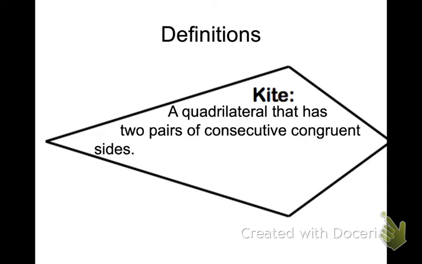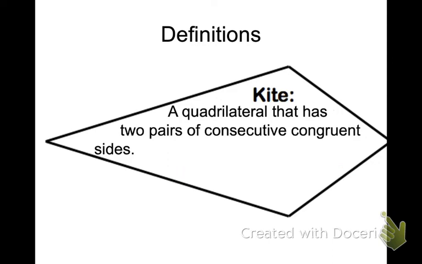So a kite is a quadrilateral that has 2 pairs of consecutive congruent sides. So a quadrilateral that has 2 pairs of consecutive congruent sides, and you can see them pretty obvious here. So here you have this long side congruent to this long side, and then you would have these 2 short sides congruent to each other. That would be your kite.